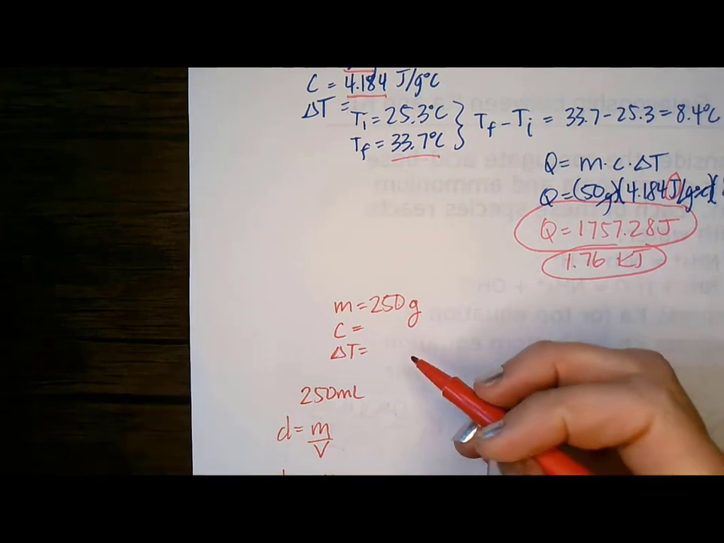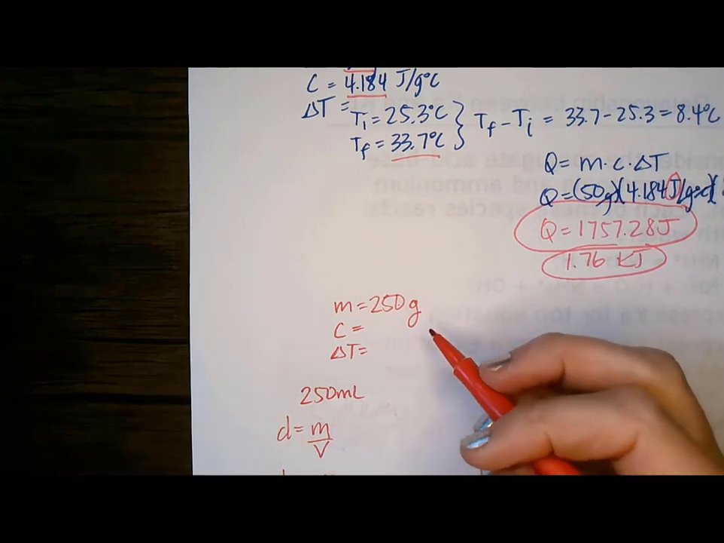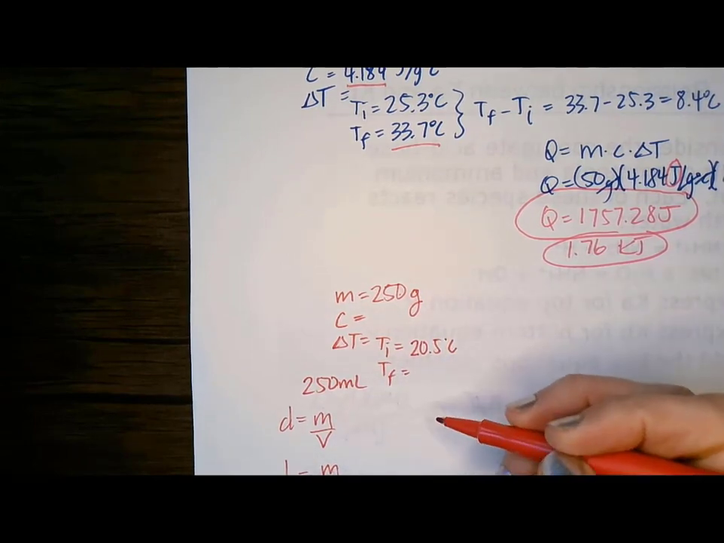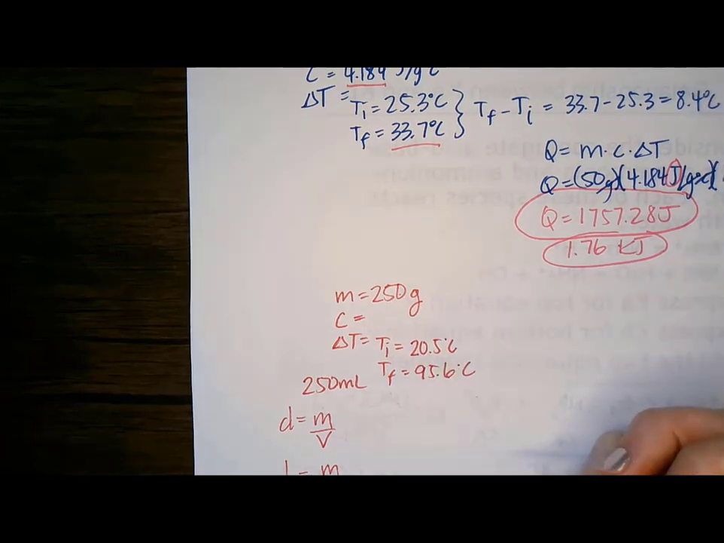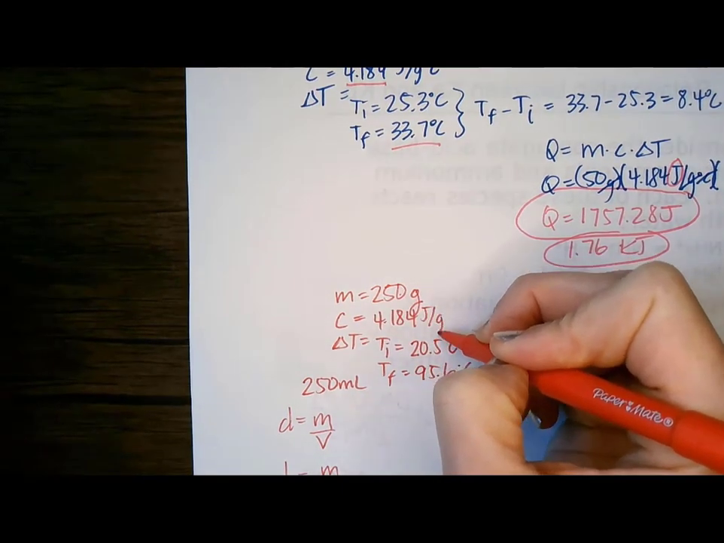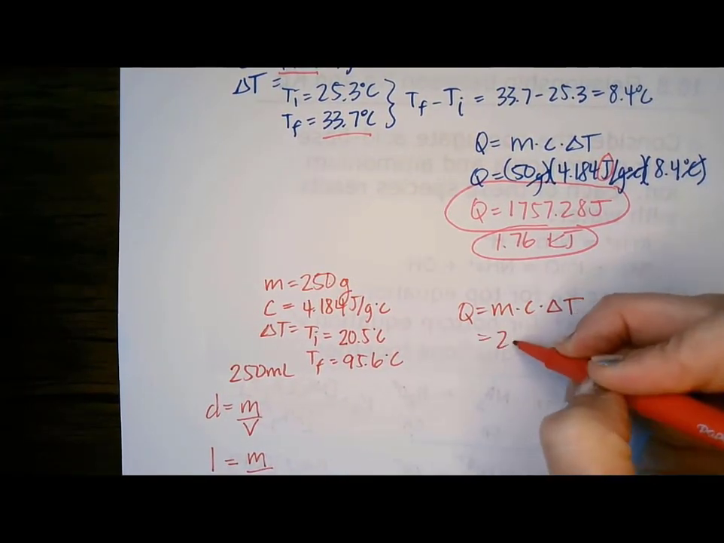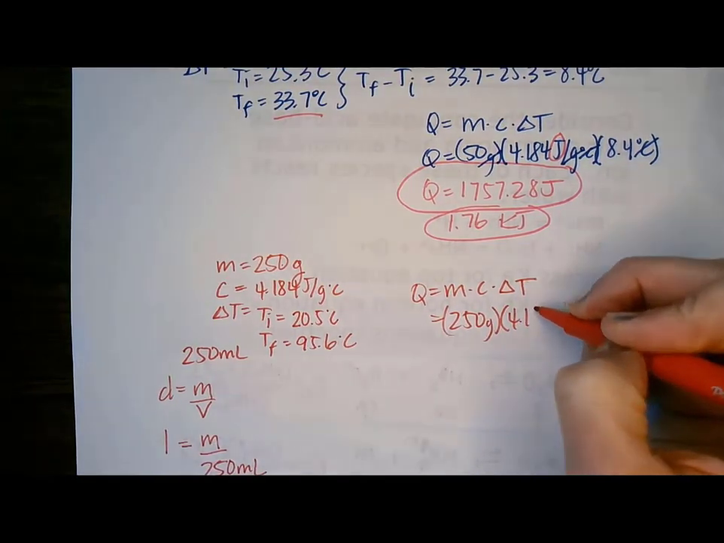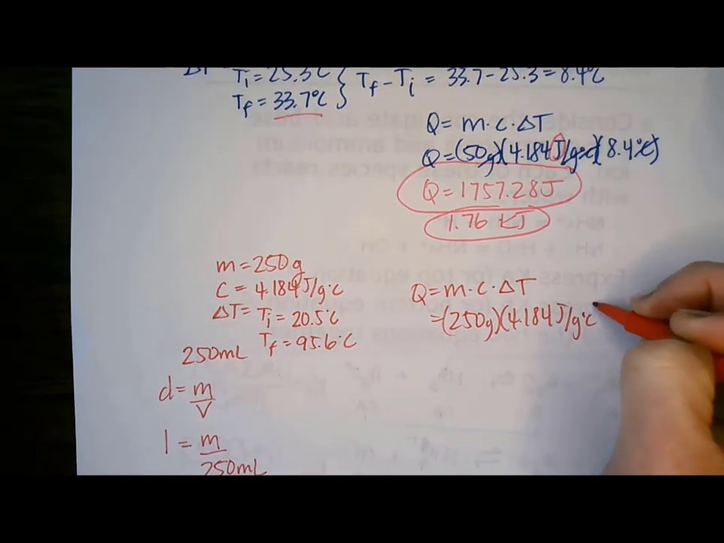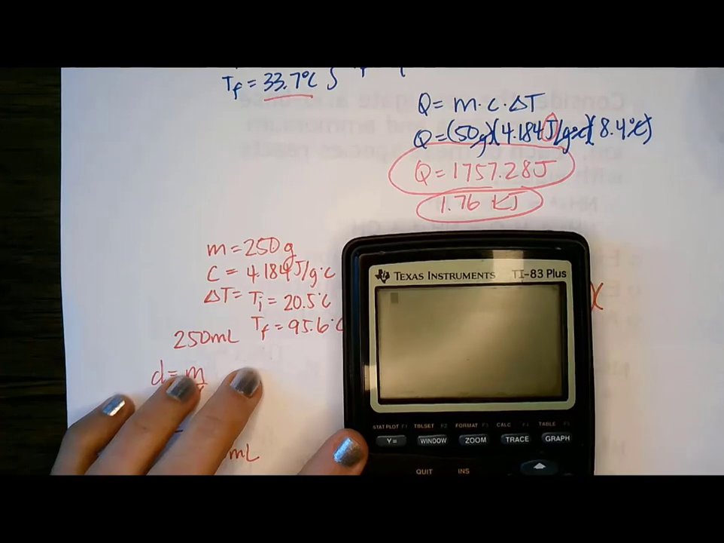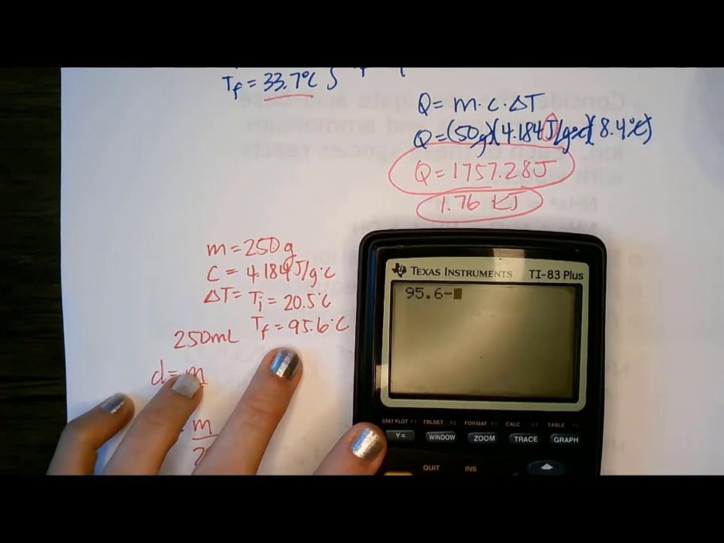And then it also says we went from 20.5 degrees Celsius, so my initial temp, 20.5, my final temperature was 95.6, and it said to assume specific heat capacity of coffee was the same as the water, so 4.184 joules per gram degrees Celsius. All right, so let's plug in M times C times delta T. 250 grams times 4.184 joules per gram degrees Celsius times, we need to find the change in temperature, final minus initial. So I'm going to do 95.6 minus 20.5.